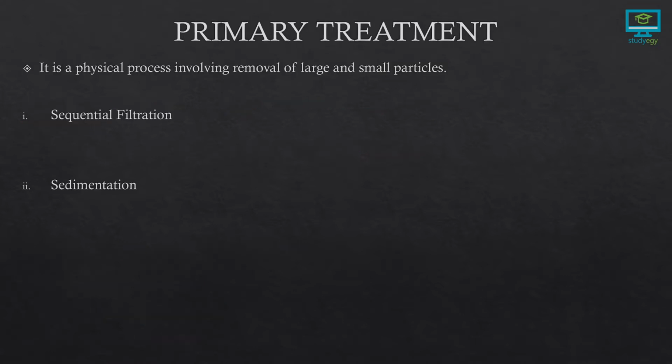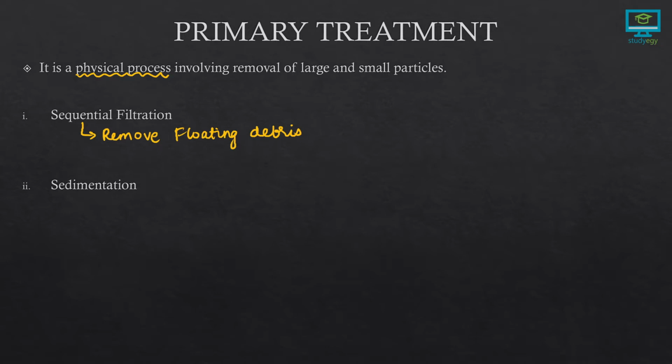Now coming to the primary treatment. Primary treatment involves physical processes only, where we remove large and small particles through filtration and sedimentation. In the sequential filtration, we remove floating debris by using fine mesh. The wastewater is passed through these meshes, which filter out the floating debris.